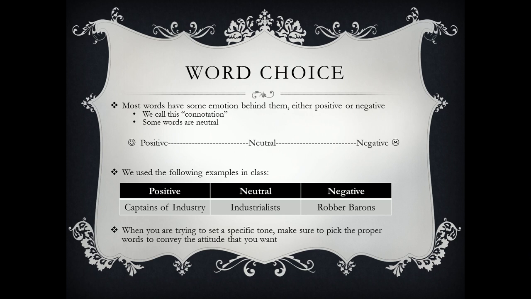The important thing is that when you are trying to set a specific tone, you need to pick the right words that actually convey the attitude that you want. For example, if you were trying to make friends with Andrew Carnegie, you probably wouldn't go up to him and say, "Hey, what's up, robber baron?" Probably not going to say that, because that has a negative connotation. You have to pick the right kinds of words so that your attitude comes across in the way that you want it to.